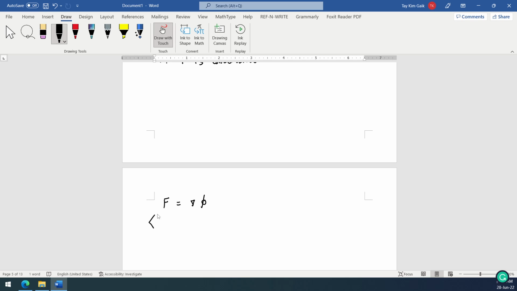F: component i is y exponent negative x. Component j is z exponent y minus exponent negative x. Component k is exponent y. Okay, del phi. Del is a differential operator. So when F is 3-dimensional, the del is also 3-dimensional. So del is del del x i plus del del y j plus del del z k. Phi is a scalar function.